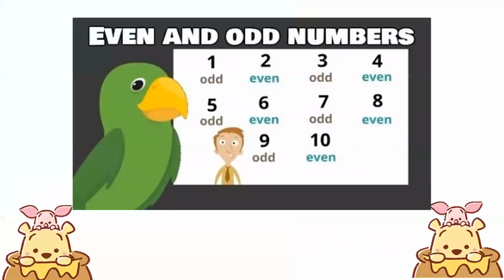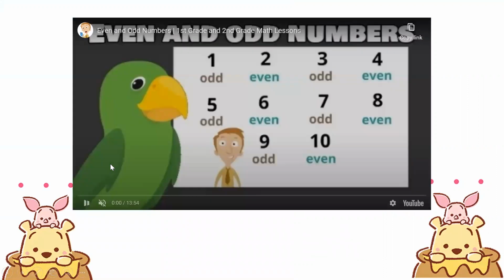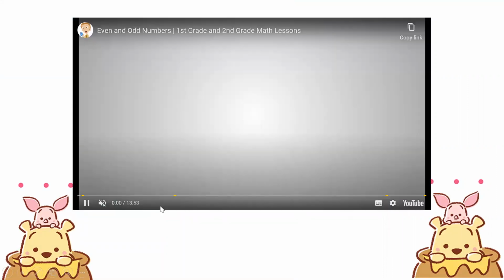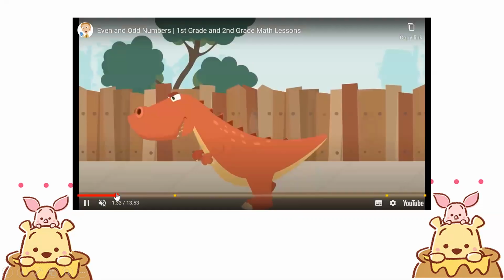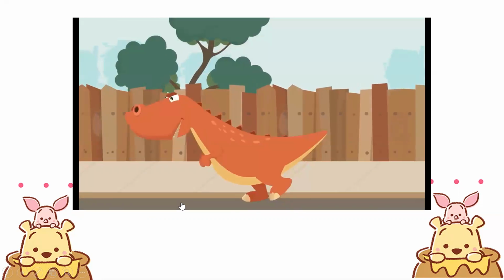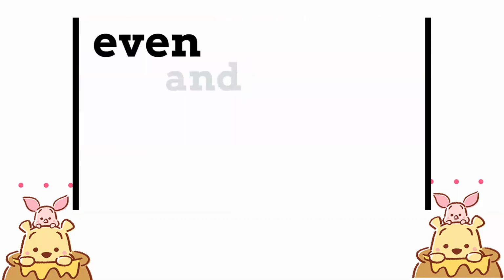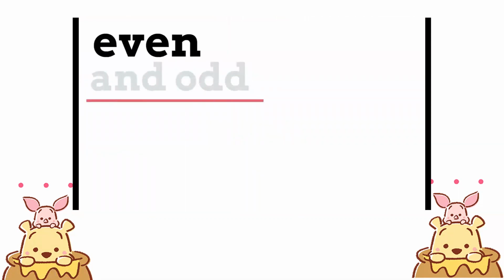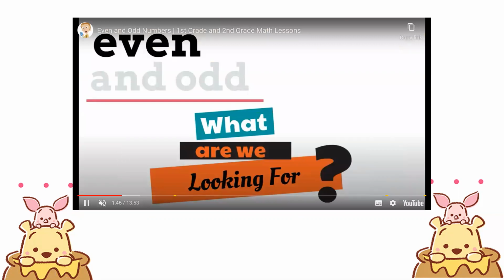So let's start the lesson with the explanation. How does odd and even work? Today you are going to learn odd and even numbers, okay? We will start this with a story. For example, there is one dinosaur. He is walking all alone. He's just walking all alone.